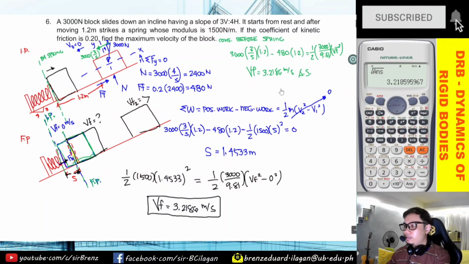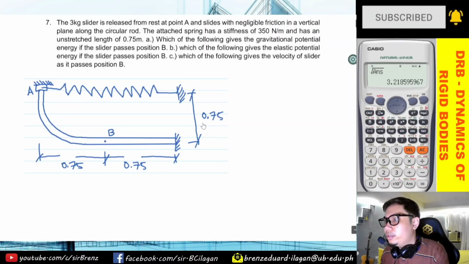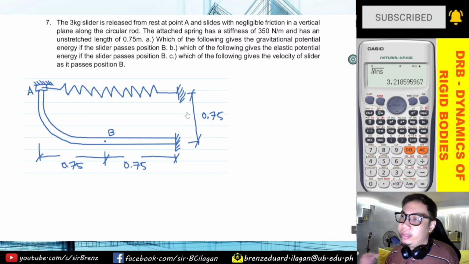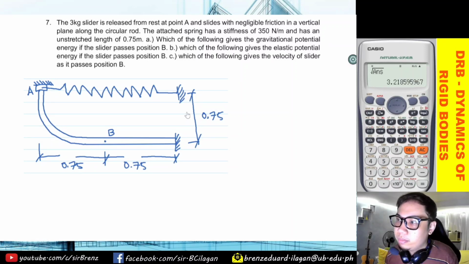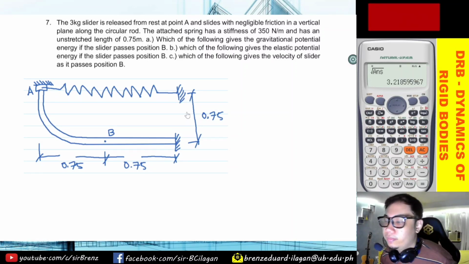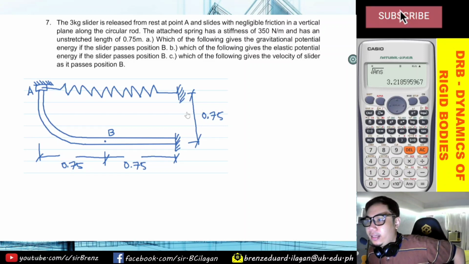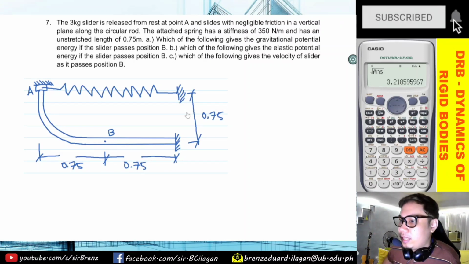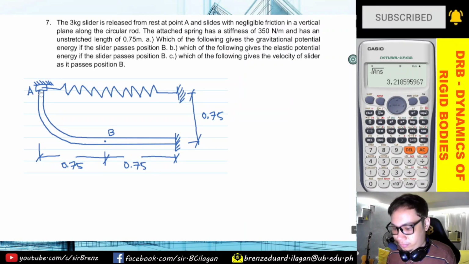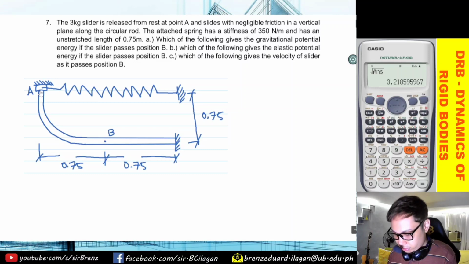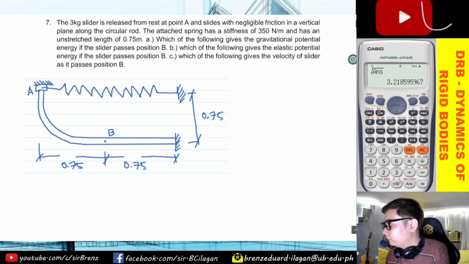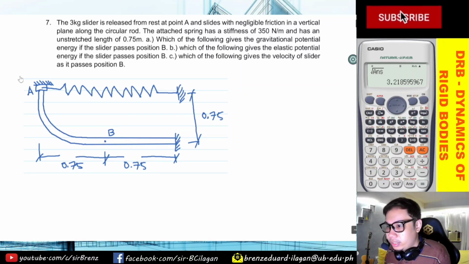Okay guys, so let's proceed with the next problem. Okay, so for problem number 7. So this is a CE board 2003 November. So basahin natin. The 3 kilogram slider. So ito yung slider mo, and then yung weight niyan or yung mass nitong point na to. Ito yung tinutukoy niyang 3 kilogram.